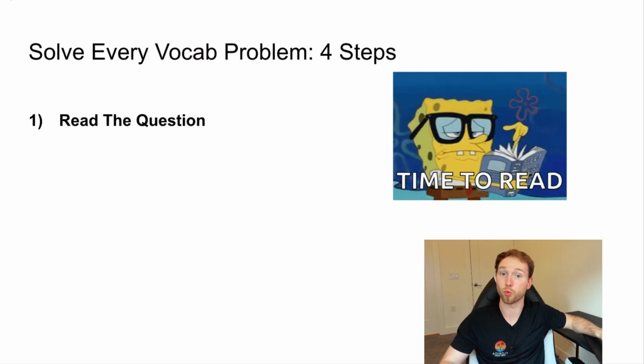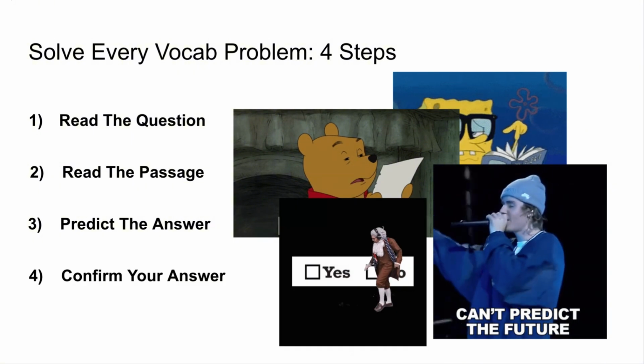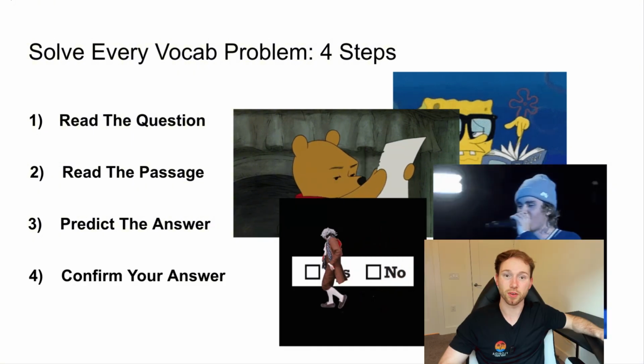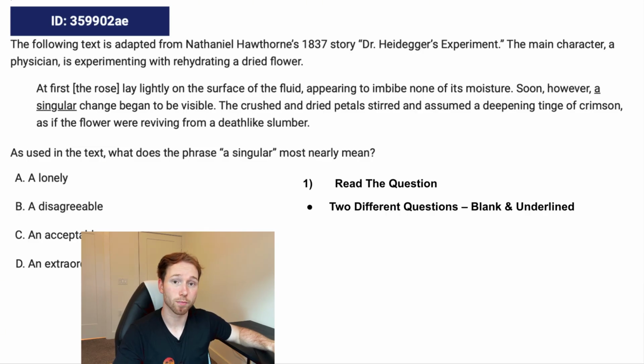You're going to want to go ahead and read the question, read the passage, predict your answer, and then confirm your answer. Let's practice with an official Practice SAT problem. The first step is going to be to read the question. On the SAT, there's 2 types of vocabulary questions. You're going to have ones that are more fill in the blank, or you're going to have ones like this one where it's an underlined word, but you approach both the same way.